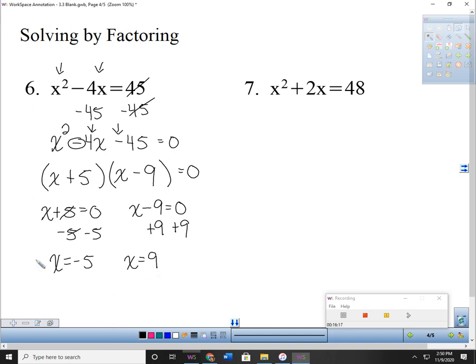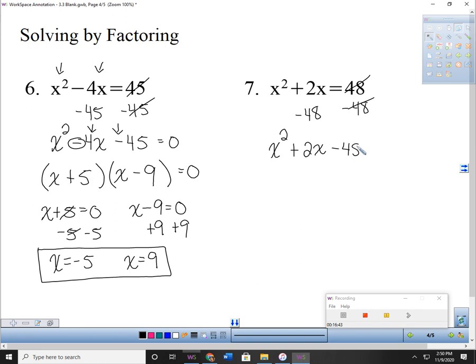And like I said, we did a few of these in a previous lesson when we were factoring, so it's not really new info. All right, so same thing here. I want all of this on one side, right? So I'm going to go ahead and subtract the 48. And the minute that I see an x squared and an x, I know that I'm going to end up factoring, okay? So I've got x squared plus 2x minus 48 equals 0. And then I'm going to go ahead and start factoring because I've got 1 in front of my x squared, right? Which is key.